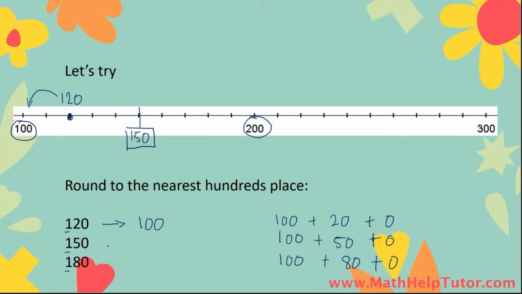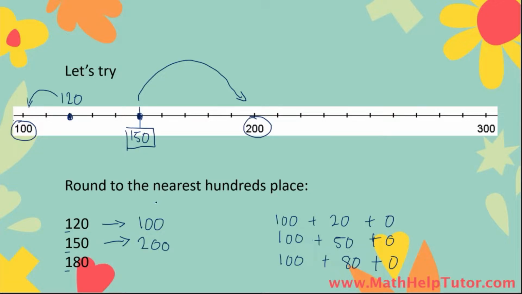Next, for 150. So since 150 is right at the center or is a value that is in between 100 and 200, then we can say that 150 is nearer to 200 as it is to 100. So the answer to rounding 150 to the nearest hundreds place is 200.